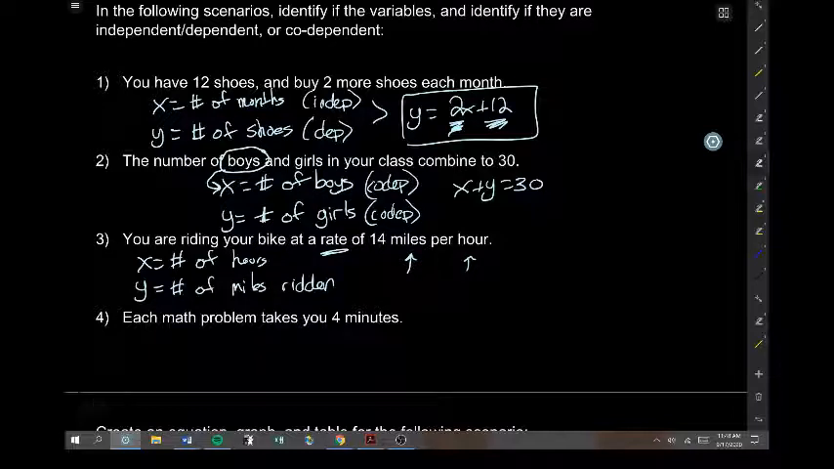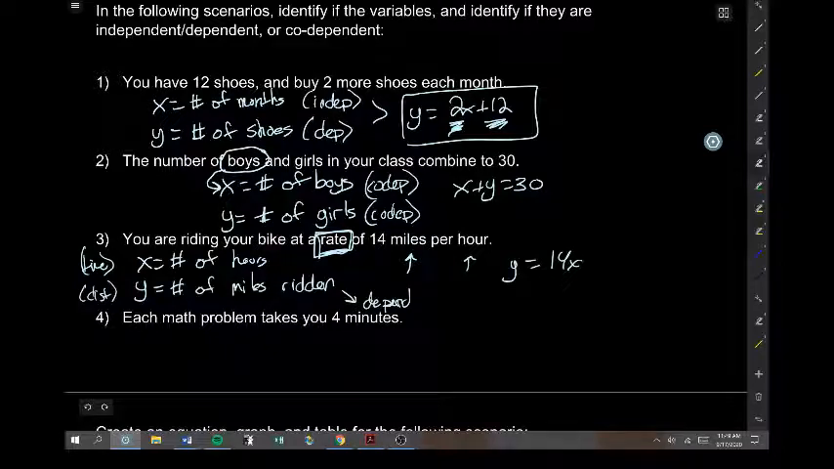And whenever you have a slope or a rate, if you're given a rate, you're going to be using slope-intercept form for your equation. Y equals 14x. X is hours, Y is miles. Notice how here time is independent again. Distance is dependent. So this is our dependent variable. This is our independent variable.